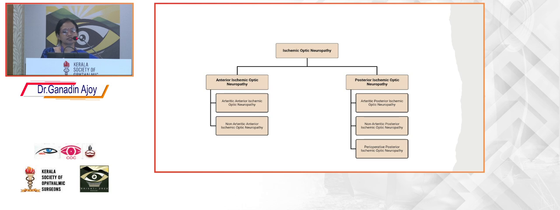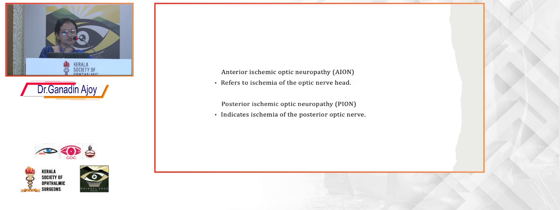When we look at ischemic optic neuropathy, it can either be anterior or posterior, and how do you distinguish that? The presence of disc edema points to it being an anterior one. It can be arteritic or non-arteritic, and absence of disc edema can point to a posterior, which can be arteritic, non-arteritic, or perioperative. Anterior ischemic optic neuropathy refers to ischemia of the optic nerve head, and posterior or PION refers to ischemia of the posterior optic nerve.